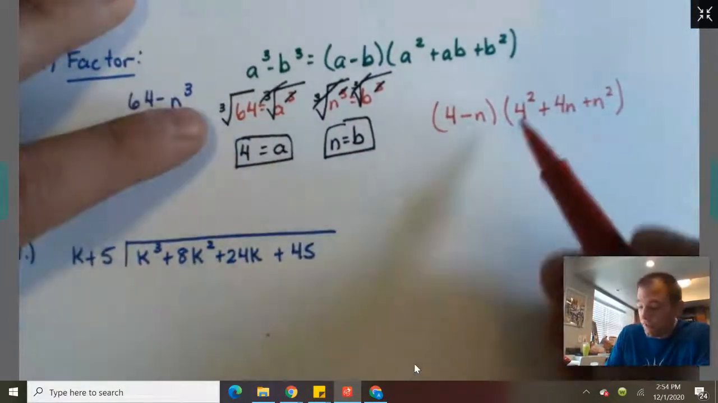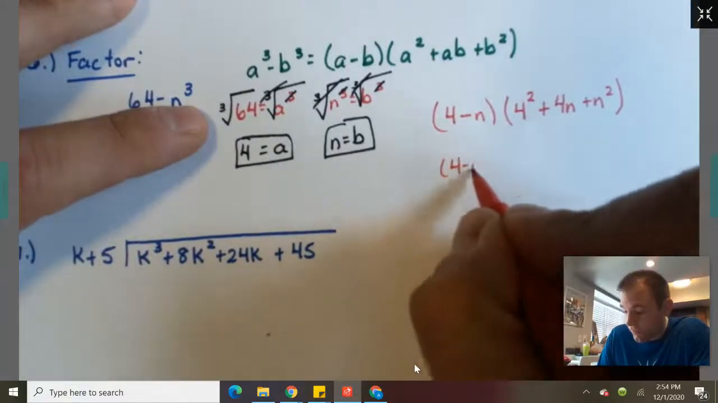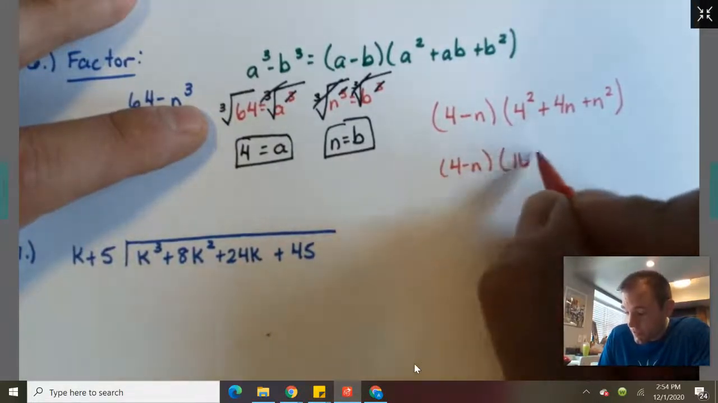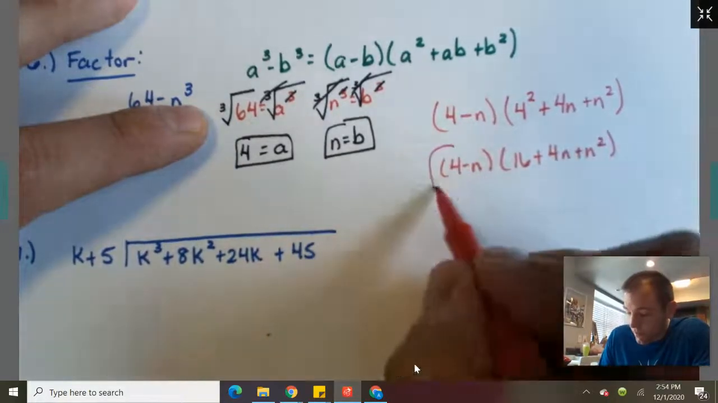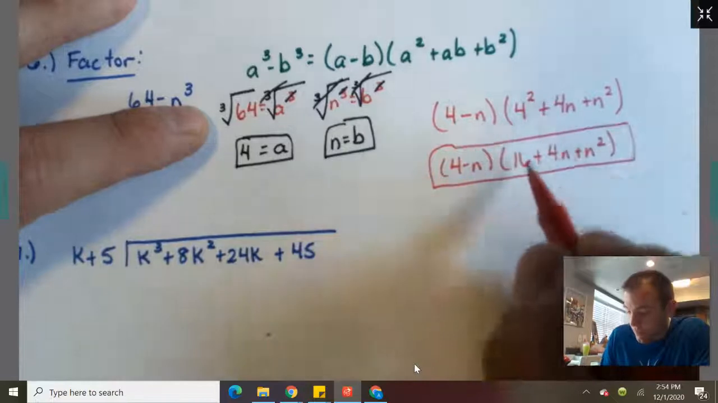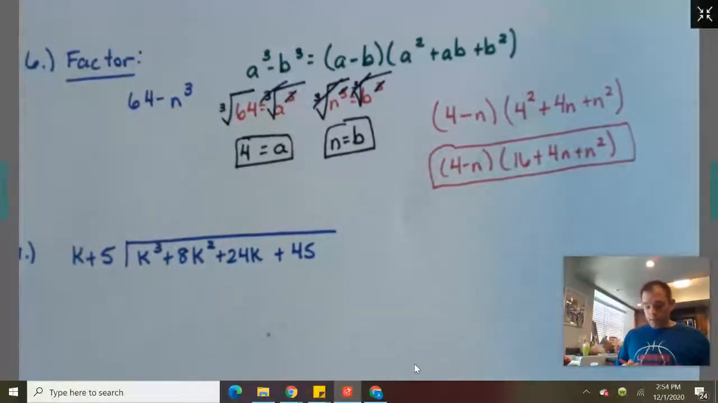And then I'm just going to do 4 squared to finish this off. So 4 minus n times 16 plus 4n plus n squared. There's my final answer. 4 squared became 16. Okay?